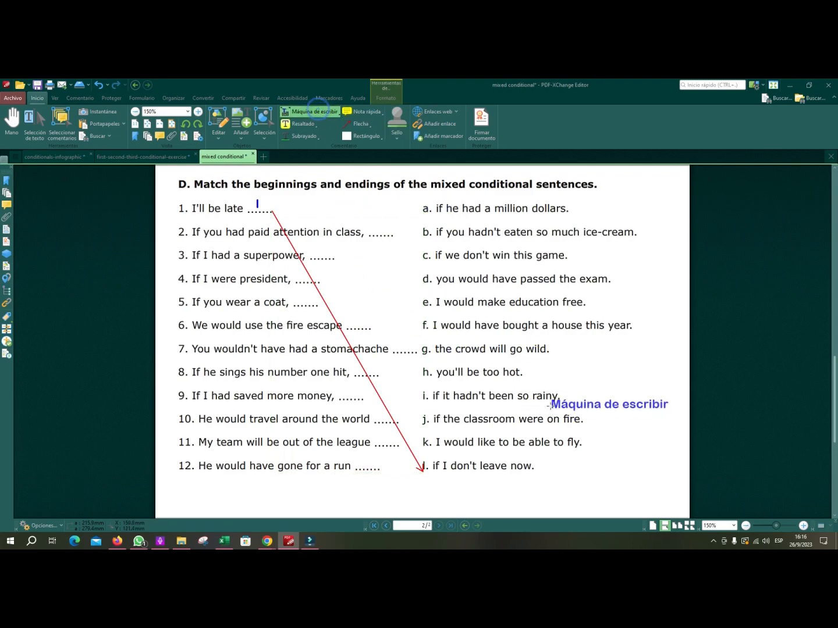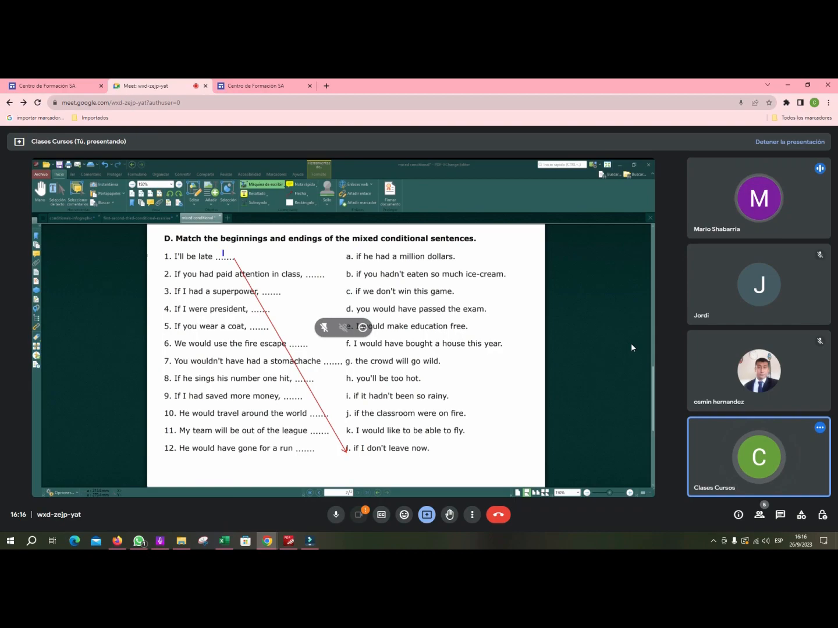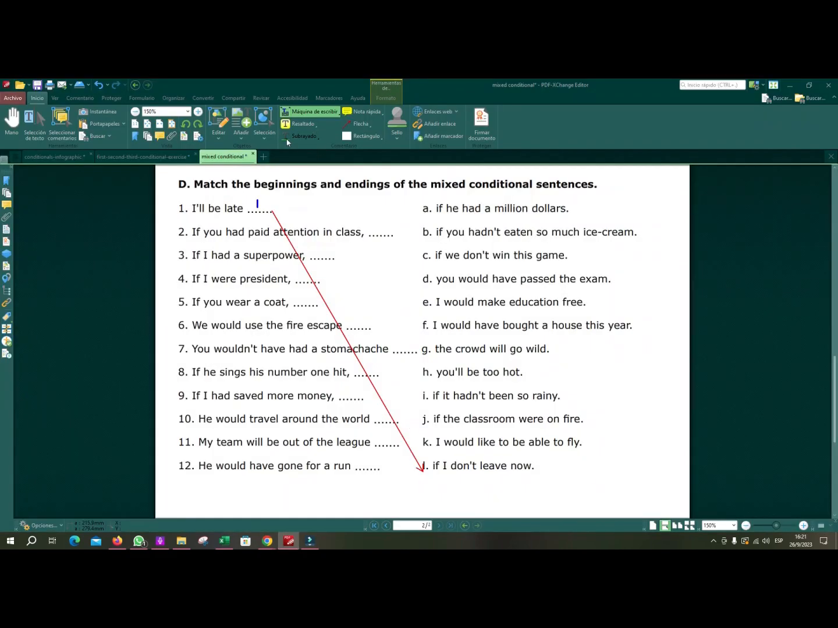Okay? So I want you to read those sentences and choose the correct complement, right? So you're going to have 3 minutes to choose the correct answer, and then we are going to check the answers together, okay? So work, guys.